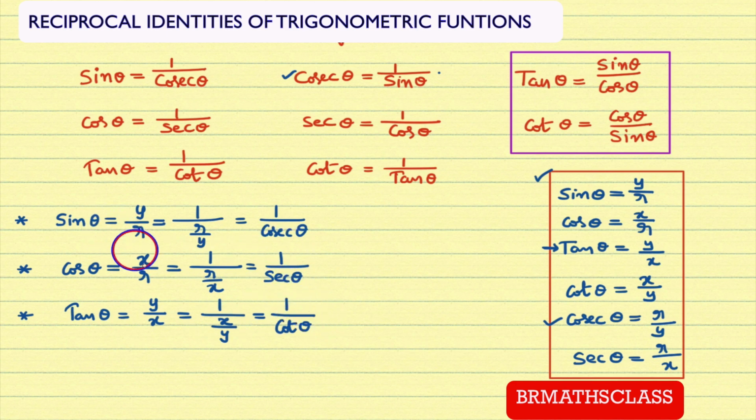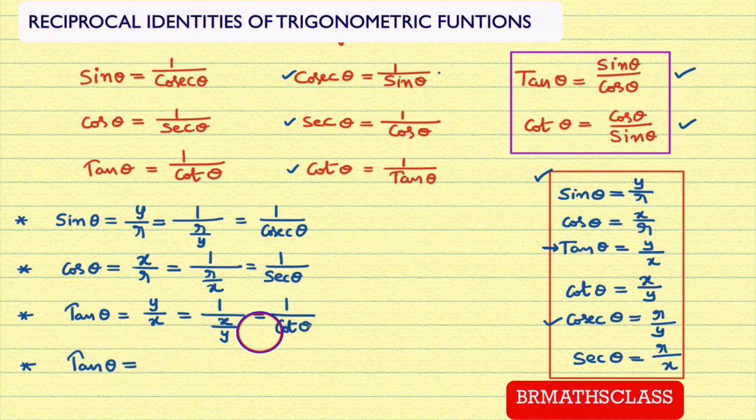If we cross multiply these three results, obviously we will get another 3 reciprocal formulas. We use these formulas very frequently while doing exercise problems. In addition to these 6 reciprocal formulas, we use these 2 formulas also. Tan theta is sin theta by cos theta. Cot theta is cos theta by sin theta. I am going to prove these results also now.